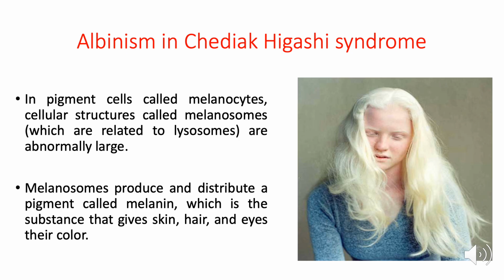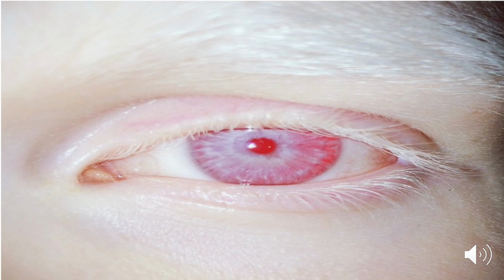So this is a picture of a patient who is a diagnosed case of Chediak Higashi. Take a look at the hypopigmentation of the skin and the hair. Patients with Chediak Higashi will also manifest with ocular albinism. So they will not have that brown pigmentation in their pupil.